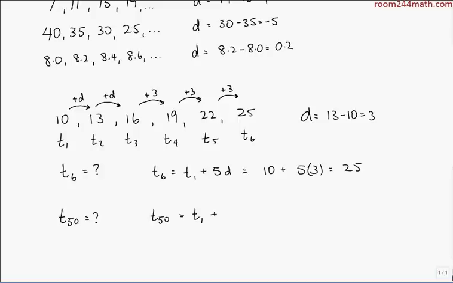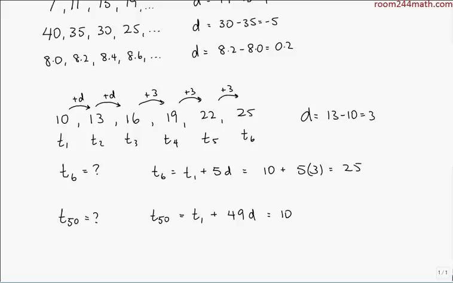Going from T1 to T2 is actually only 1 jump. Going from T1 to T3 is 2 jumps. And as we saw, going from T1 to T6 is 5 jumps. So going from T1 to T50 is actually only 49 jumps. So we're going to add the common difference 49 times.